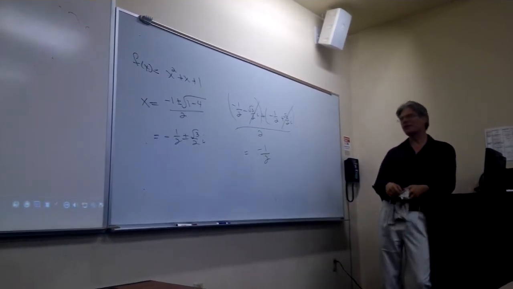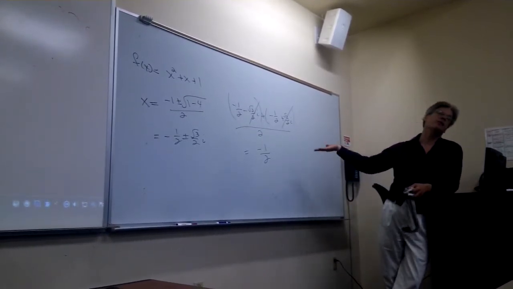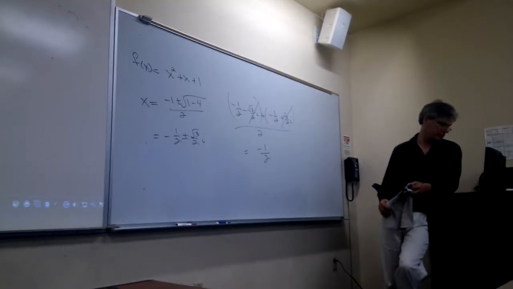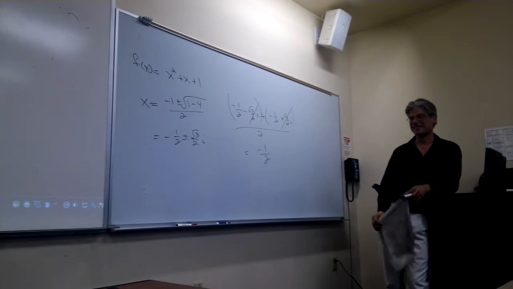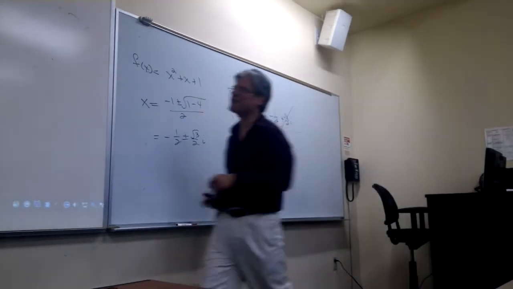So even though those zeros were complex, it doesn't mean I couldn't use that tool to find the x coordinate of the vertex. Did you see my point? No pun intended. All right, I just wasted our time. We don't need to do this.